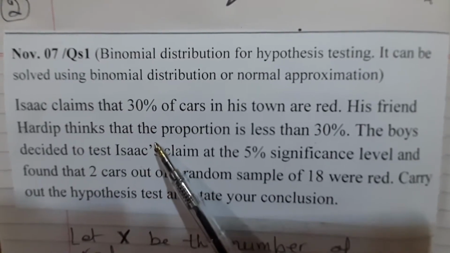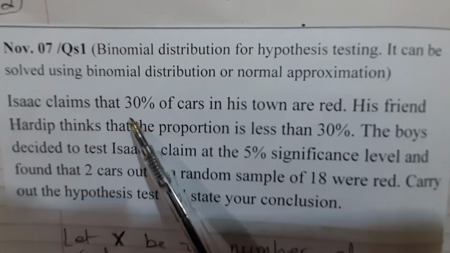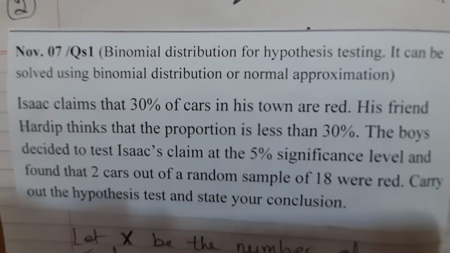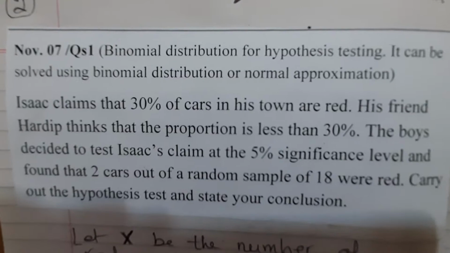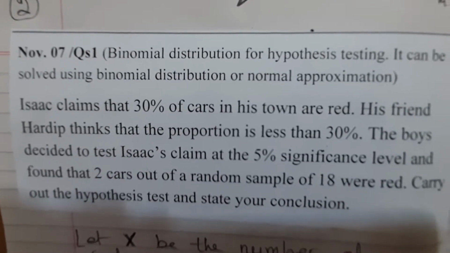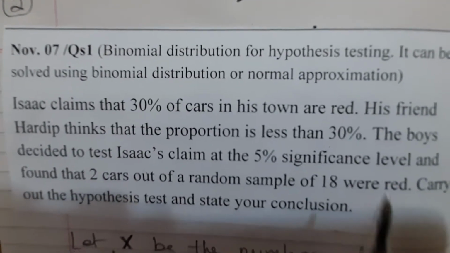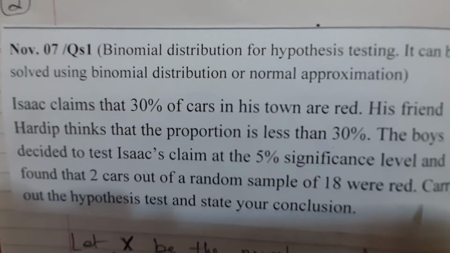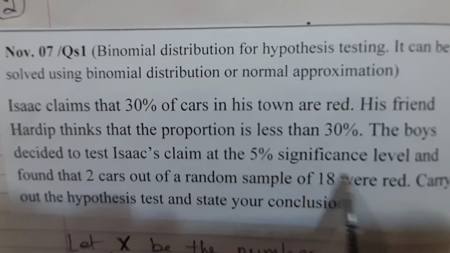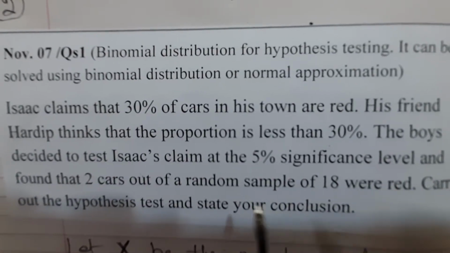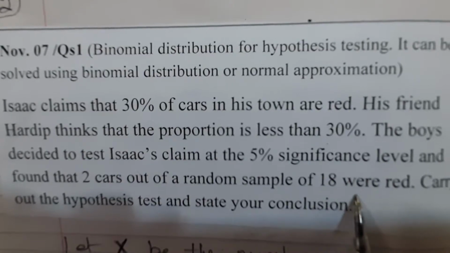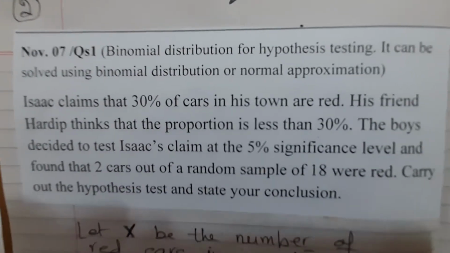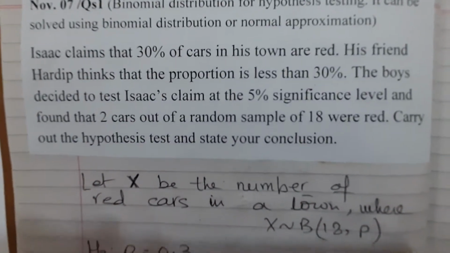Because when we perform a test, I said we perform the test to reject or accept the null hypothesis, right? Which is actually understood or taken because of previous research or whatever the observation. So we have to test whether Isaac is right or wrong. And we will perform the test at 5% significance level. For the sample, we have taken 18 cars, and out of those 2 were red. So let's see what the test says about it.